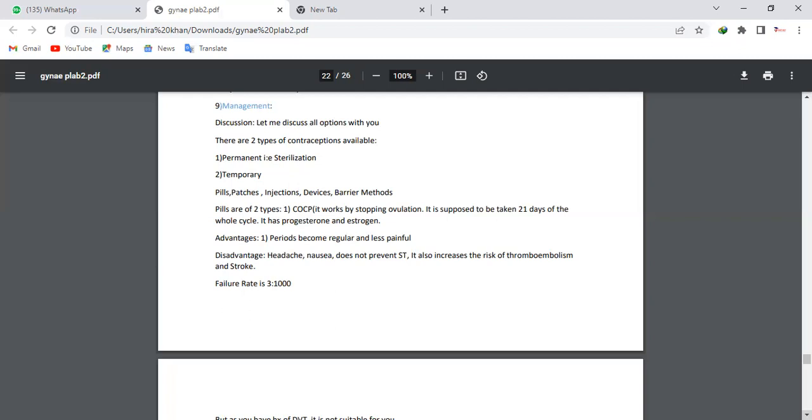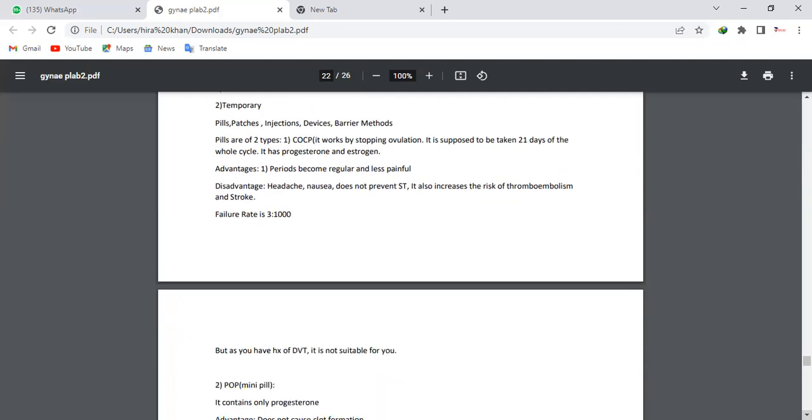And also there is a risk of thrombo, or you can say clot formation in the lungs, and it can cause stroke. Also in your case, as you have mentioned that you have a history of previous clot formation in the legs, so that is not recommended for you. And the failure rate is 3 in 1000.